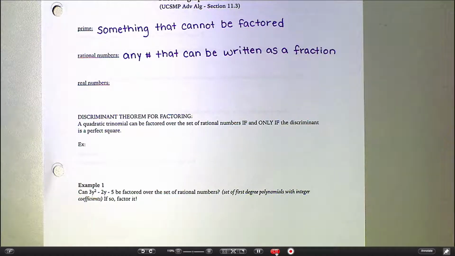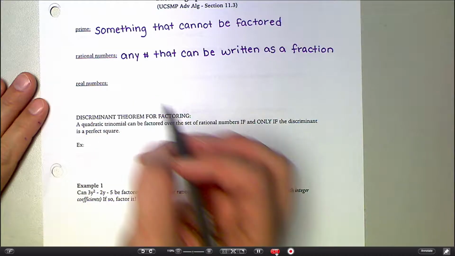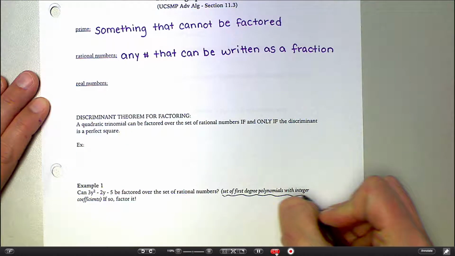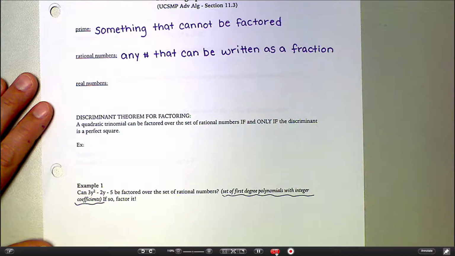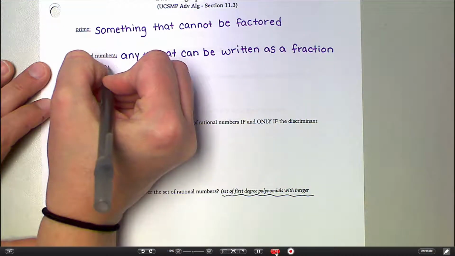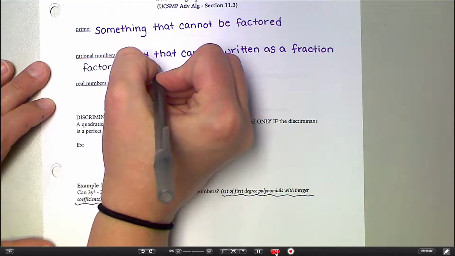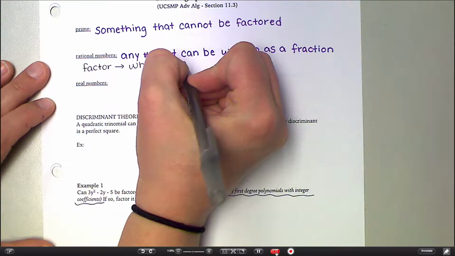Now I do want to point out when we're talking polynomials, which is what this whole chapter is about, if I say to factor it over the set of rational numbers, that has a very specific definition that is talked about down here in example 1. See where it says set of first-degree polynomials with integer coefficients? That's what it means to factor over the rational numbers. So if I'm saying to factor, that means you want to use whole number, technically integer because they can be negative, coefficients.